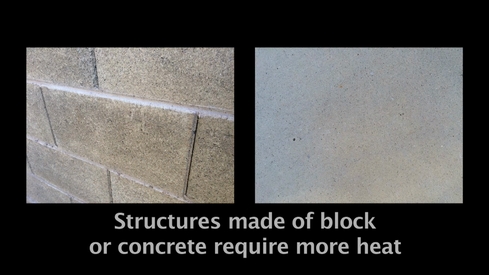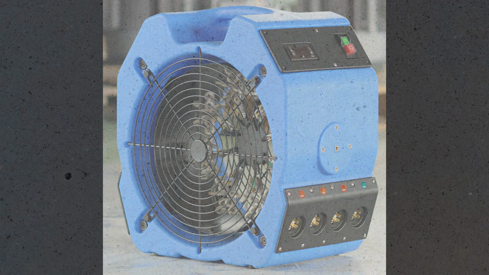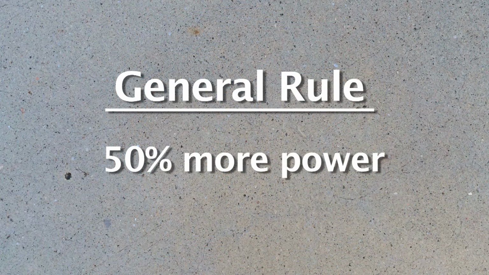Keep in mind, walls and ceilings made of block or concrete require more heat because they are more conductive of energy than drywall. This means one heater will heat less space when you have walls and ceilings constructed from block or concrete. 50% more power is a good general rule for these types of rooms.